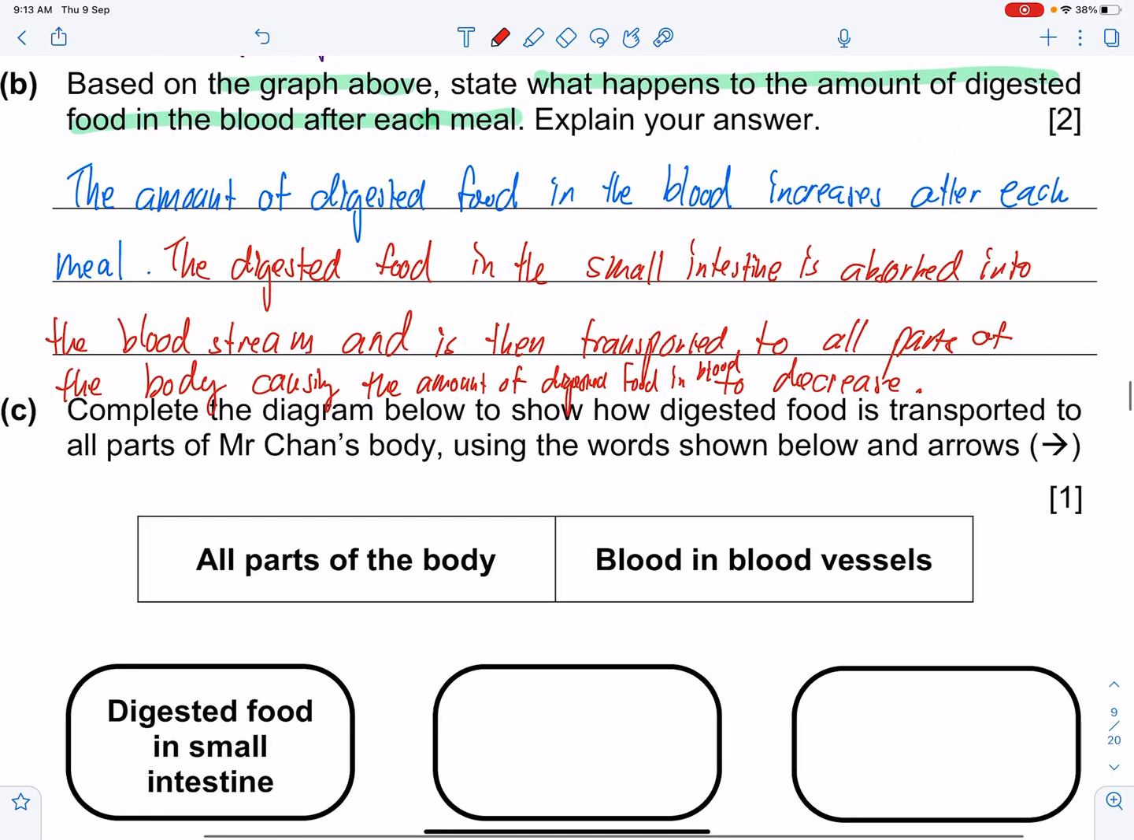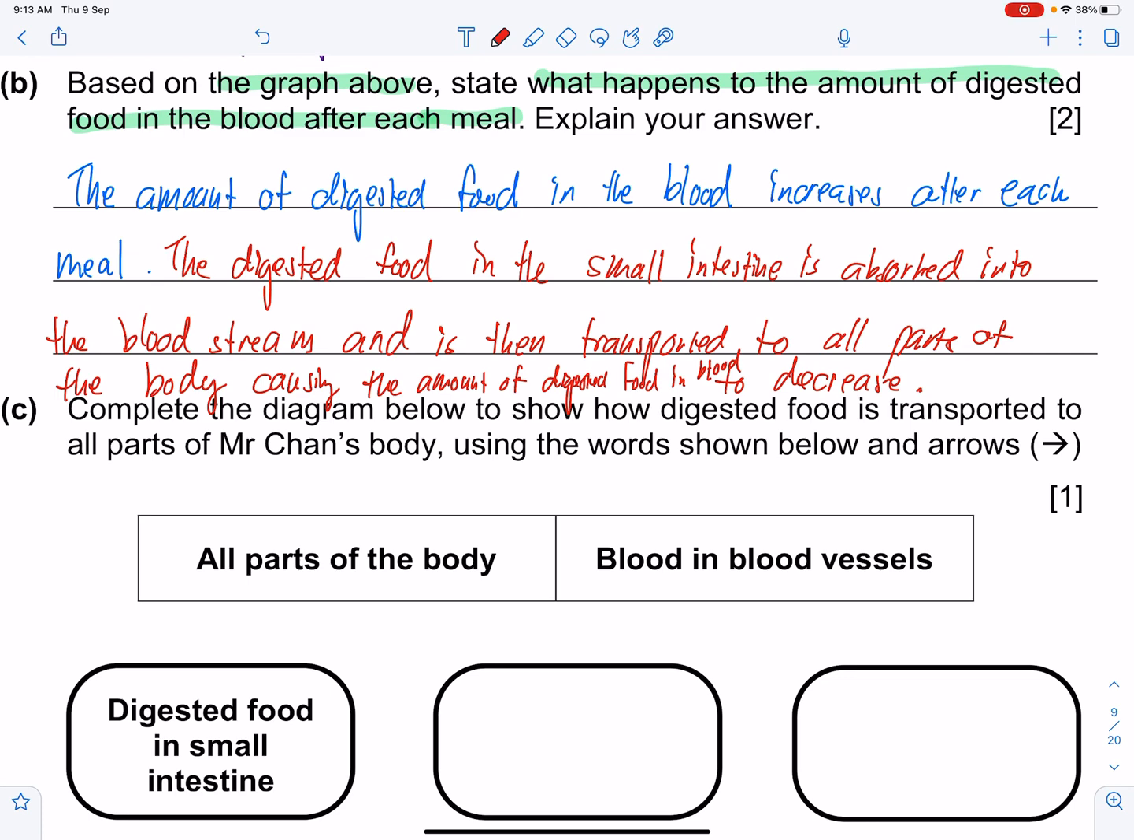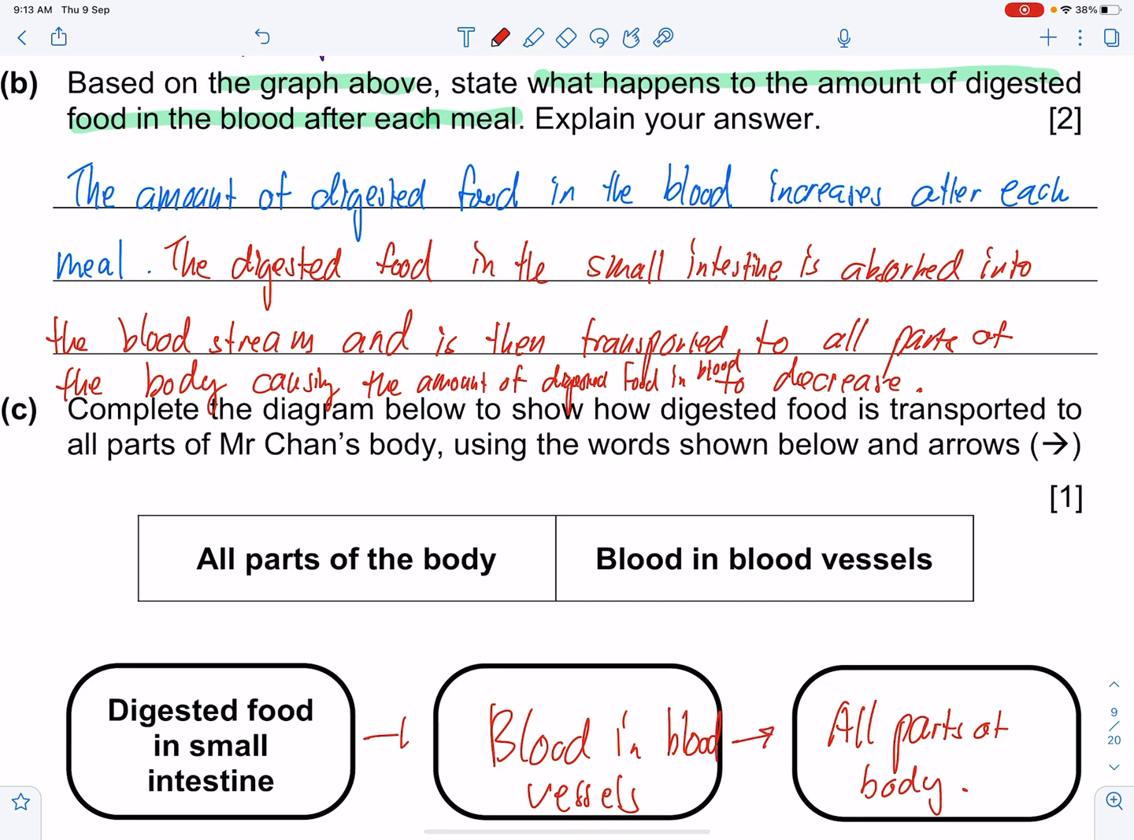Complete the diagram below to show how digested food is transported to all parts of Mr. Chan's body using the words shown below. This is very straightforward. The digested food goes into the blood, in blood vessels, and then it will go to all parts of the body. Now, the problem is a lot of you forgot to put your arrows. It is very important to put your arrows because they mention arrows over here.